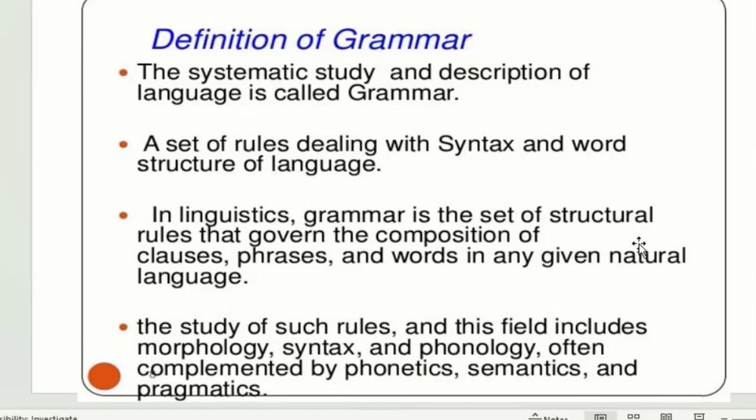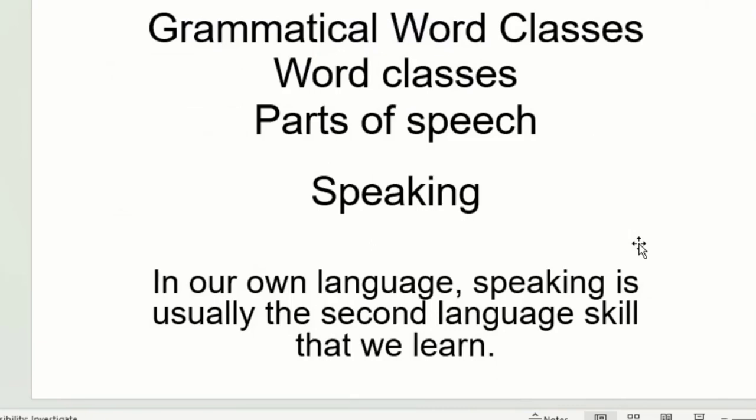Thank you very much. And this is the definition of grammar. And it has got a lot. The definition of grammar is all over. Now, my next slide is this. Grammatical word classes. Some people say grammatical word classes, and some will say word classes, not even grammatical. And some will say parts of speech.